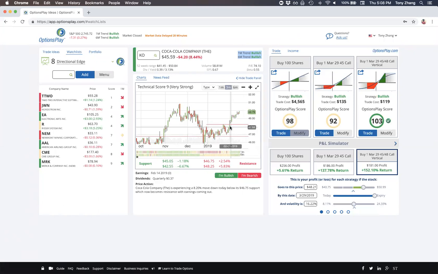I do think that this is a few days late because things turned bullish here on February 1st when it broke above that 48 level. That was really the opportunity to get in. It's already made that move. So if you're bullish on Coca-Cola, I would see if you can get a pullback towards that 48 before you go long.